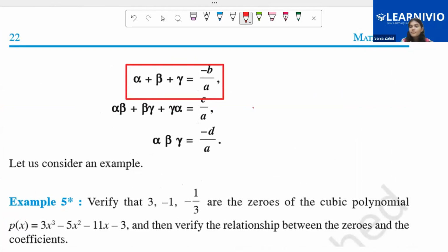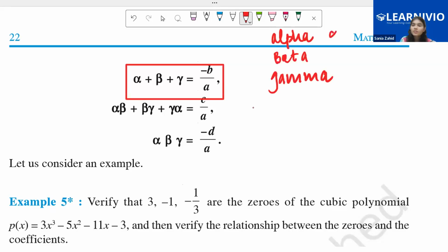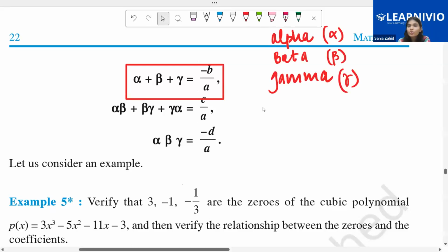Rama, what are you saying? Gamma. You call it gamma. Alpha, beta, and gamma. Gamma. Okay, gamma. Yeah.